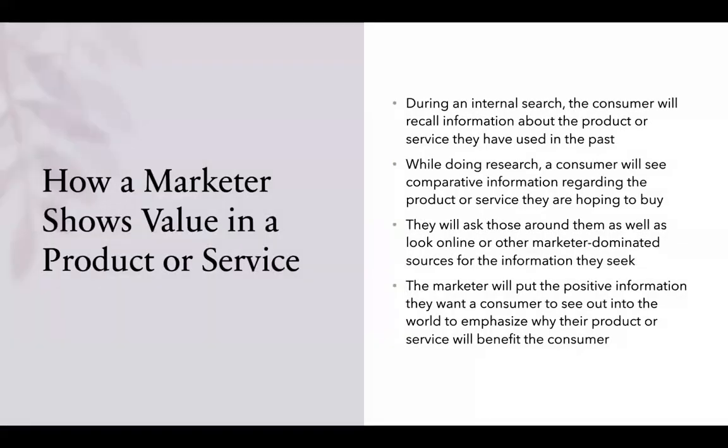How a marketer shows value in their product or service. During an internal search, the consumer will recall information about the product or service they have used in their past. While doing external research, a consumer will see comparative information regarding the product or service they are hoping to buy. They will ask those around them, as well as look online or other marketer-dominated sources for the information that they seek. The marketer will put the positive information they want a consumer to see out into the world to emphasize why their product or service will benefit the consumer.